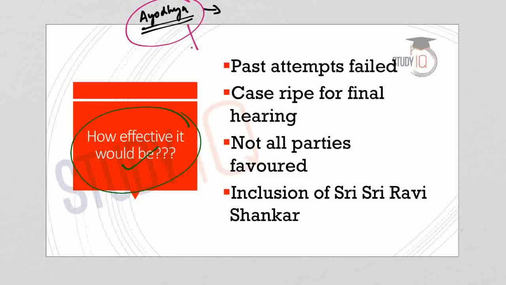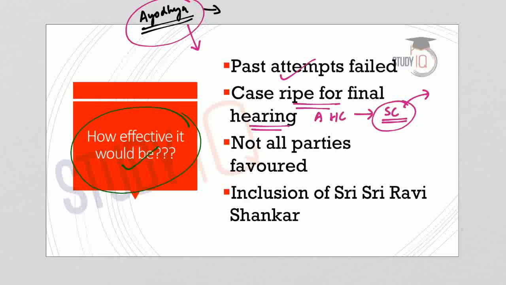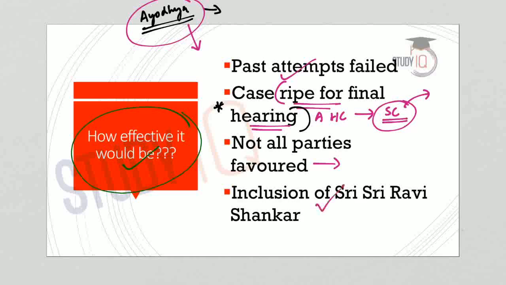So if we analyze whether this mediation can be effective in the Babri Masjid Ram Janmabhoomi dispute, we will see that there were many past attempts at mediation, and many of them have failed in this case. The second fact to be considered is that the case is ripe for final hearing. The verdict of the Allahabad High Court was challenged in the Supreme Court, and the Supreme Court is going to hear the final appeal. So at a time when the final hearing is due, whether mediation will work out or not is the second question.